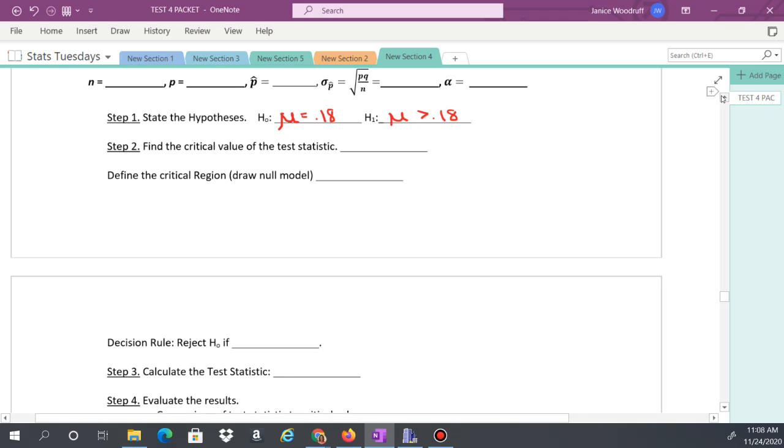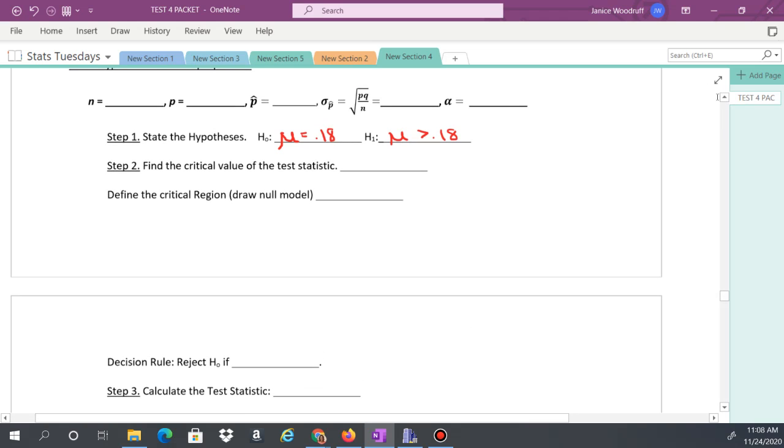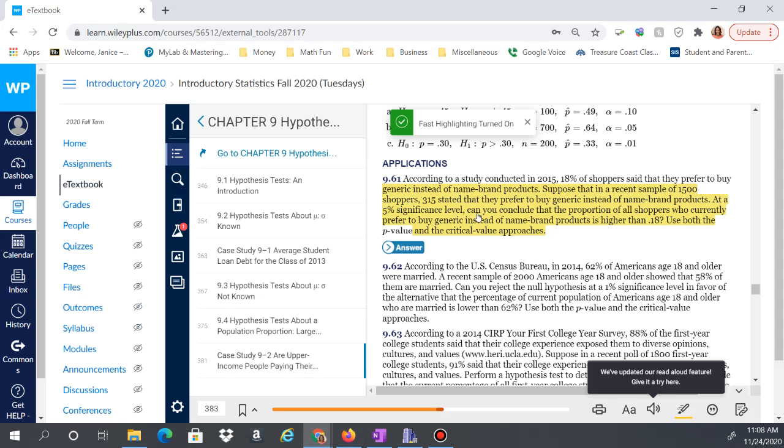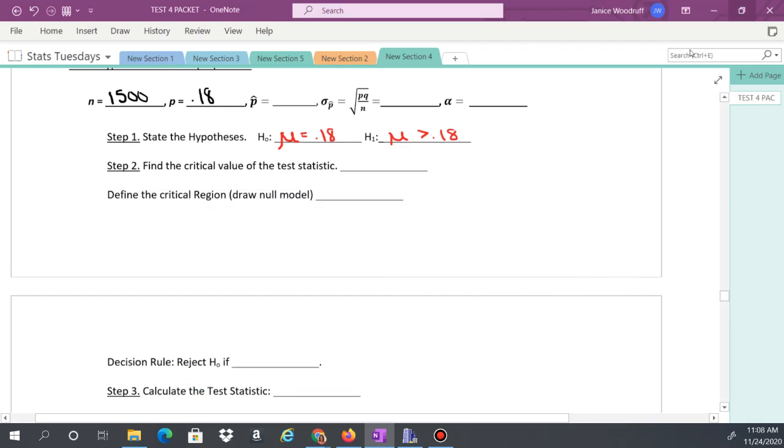Okay, then let's pull the rest of the information here. So my sample size was, from the problem, 1,500. My p, which is the mean, is 0.18. Now my p-hat, I'm not sure if you guys caught that, it wasn't actually given to us, but we were given that 315 out of 1,500 said they preferred that. So that's actually your p-hat. So you need to do that calculation, 315 out of 1,500.